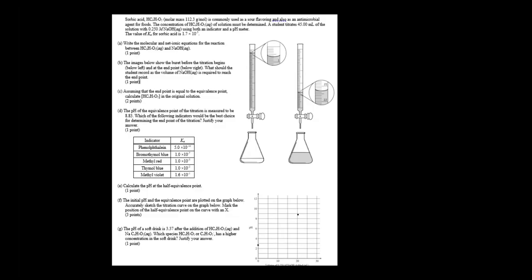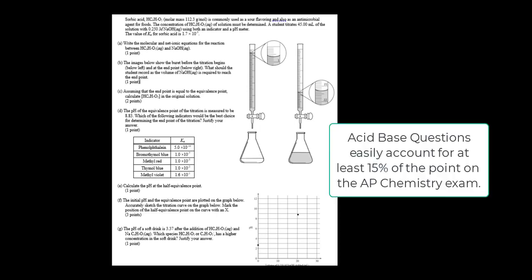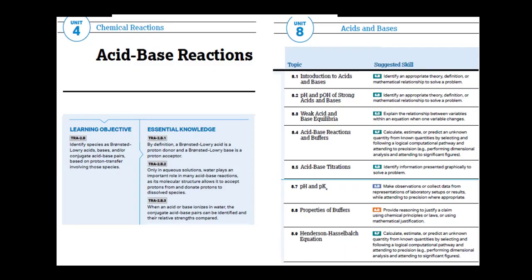I've modified an AP Chemistry FRQ question on acids and bases. This FRQ accounted for 11% of the exam points on a published exam. The acid-base questions typically account for at least 15% of the questions on an AP Chemistry exam. My 10-point FRQ covers almost all the skills and knowledge required for the AP Chemistry exam's acid-base section. It covers pH, pOH, strong and weak acids, equilibria, acid-base reactions, titrations, buffers, and my favorite, the Henderson-Hasselbalch equation.